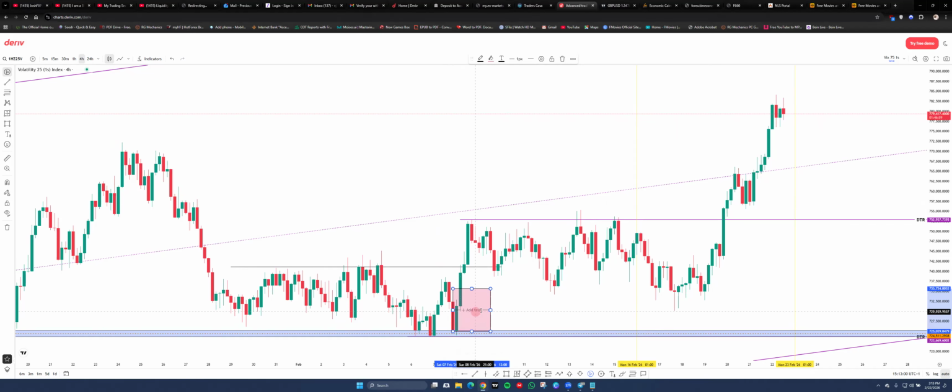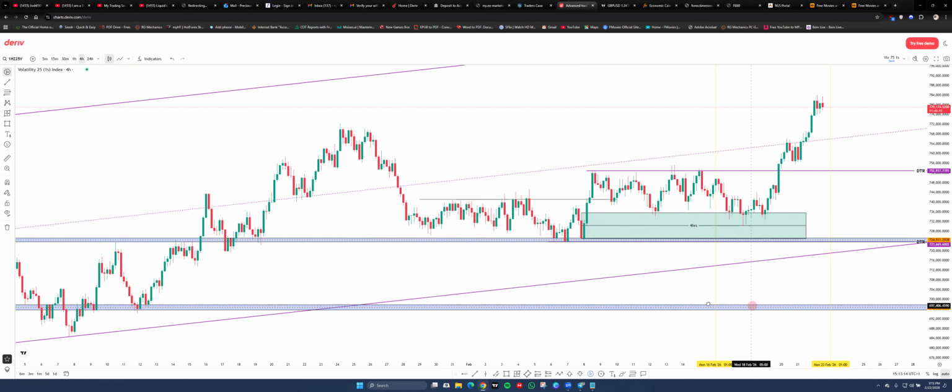So let's draw it out. It's green, so it's a 4 hours order block. It's sounding as if it's going to rain, but regardless, let's see how it goes.